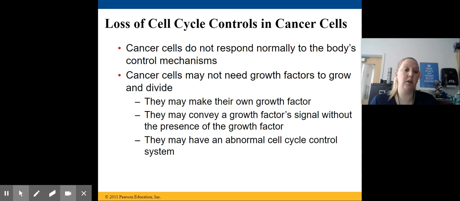Cancer cells do not respond normally to the body's control mechanisms for the cell. Cancer cells don't need growth factors in order to grow and divide. They may even have their own growth factor that bypasses that of the normal cell cycle. They may convey growth factor signals without the presence of the growth factor, or they may have abnormal cell cycle control systems, and that switch is basically off, allowing them to constantly divide.